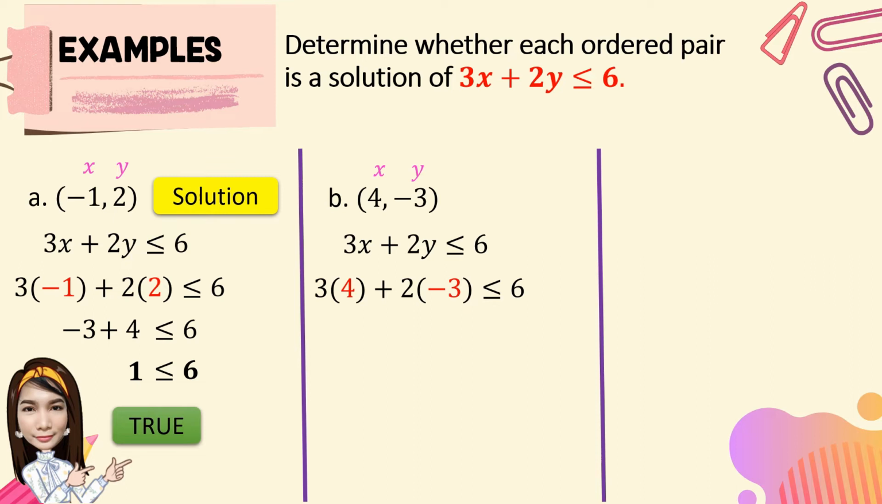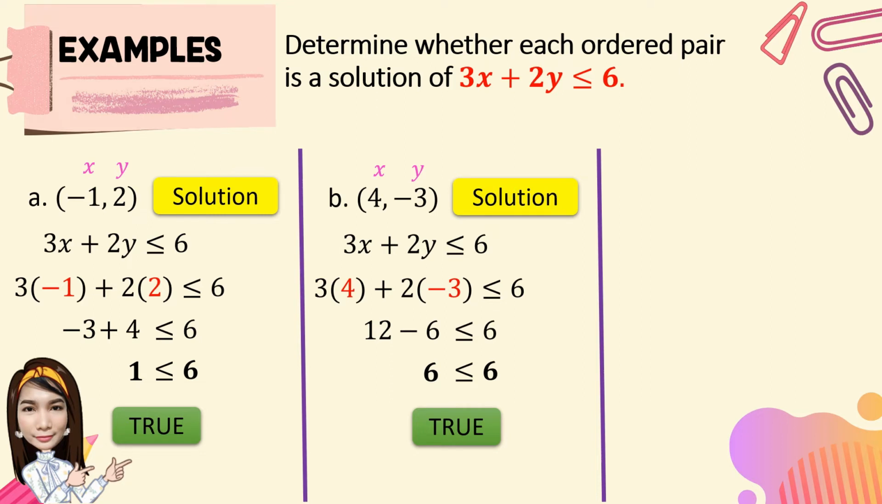Then perform multiplication. 3 times 4 is equal to 12, plus 2 times -3 is equal to -6, is less than or equal to 6. 12 minus 6 is equal to 6, is less than or equal to 6. And that is considered a true statement because we have equal. 6 is equal to 6. So therefore, (4, -3) is considered a solution to the given linear inequality.